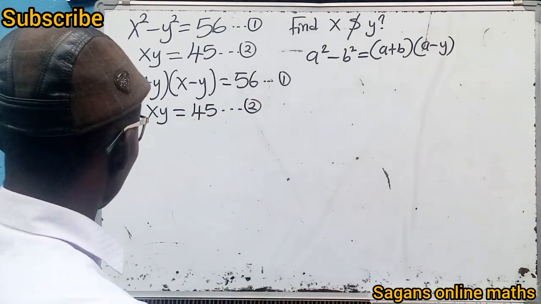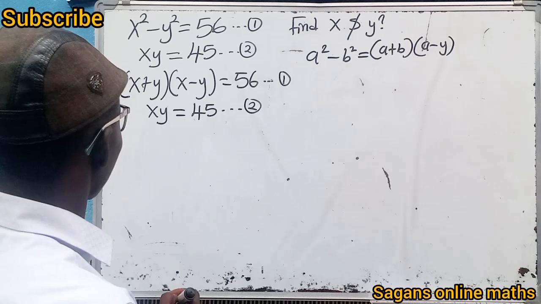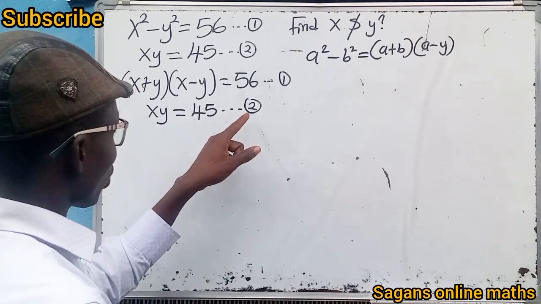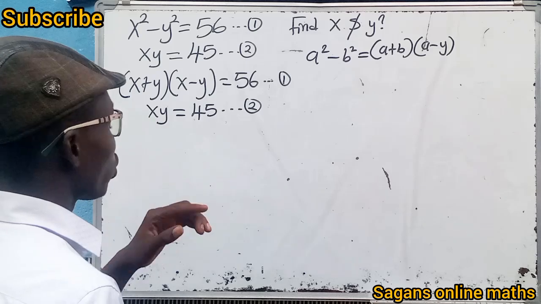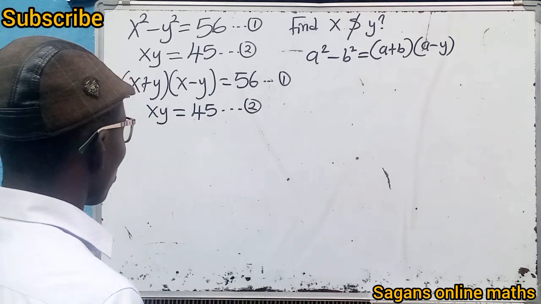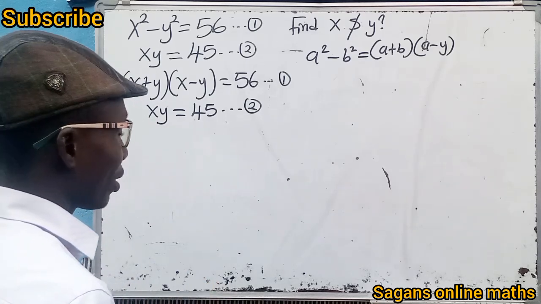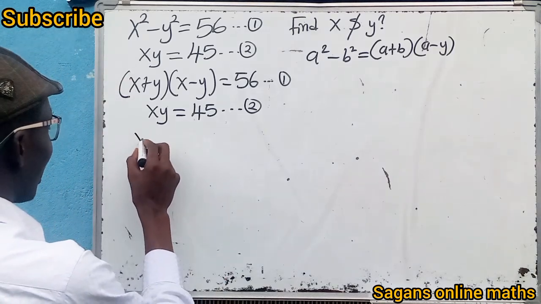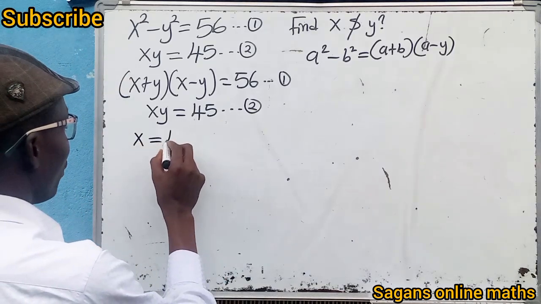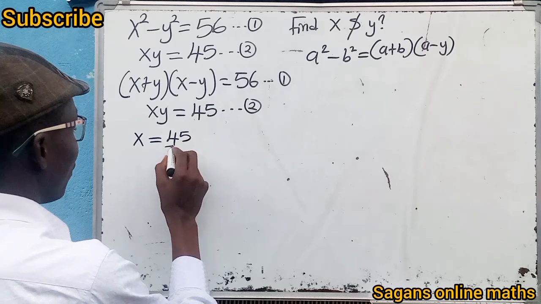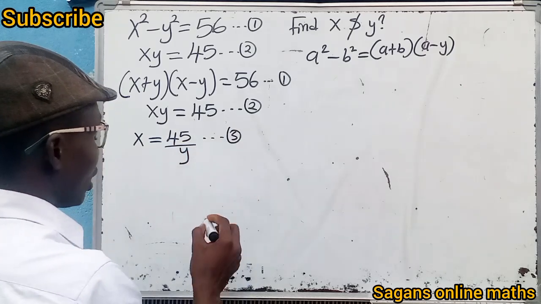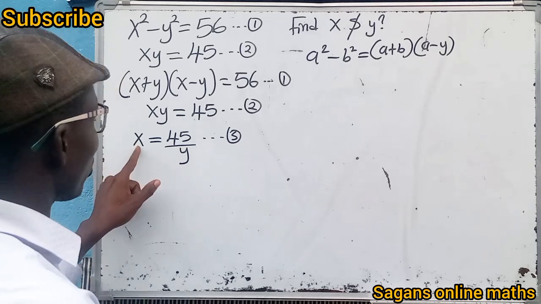Now what are we going to do? Let's observe very clearly. From equation 2, let's make either x or y the subject of the formula. We are going to make x the subject of the formula. That means we divide both sides by y. So x will be equal to 45 divided by y, and we can call this equation 3.